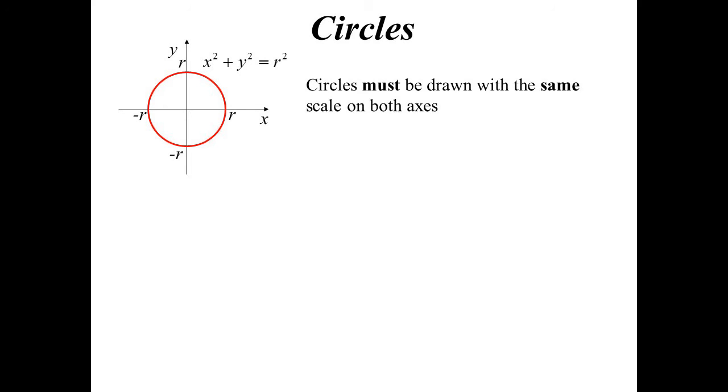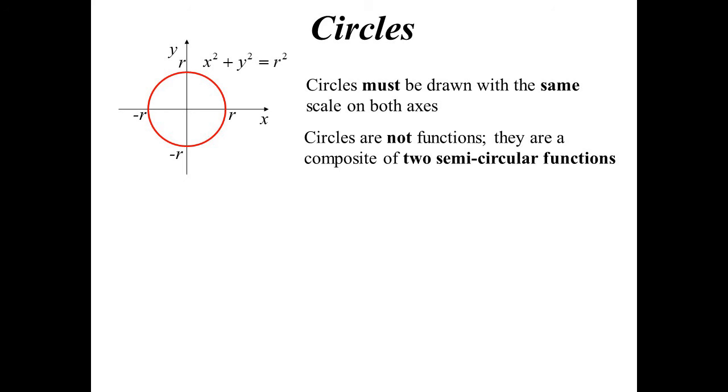All right. Circles. So every shape we've looked at so far are functions. The circle, of course, is not a function. So x squared plus y squared is the radius squared. This is the one where it's important that the scale is the same on both axes, because otherwise you're not going to get a circle. It'll look like an ellipse. Right? So circles are not functions. They're actually composed of two semicircular functions.